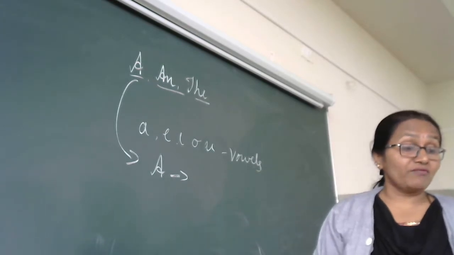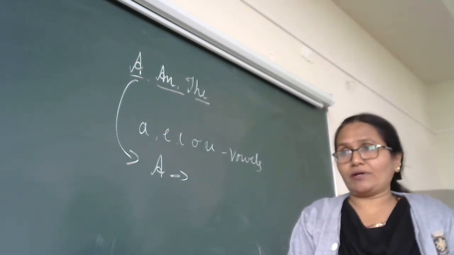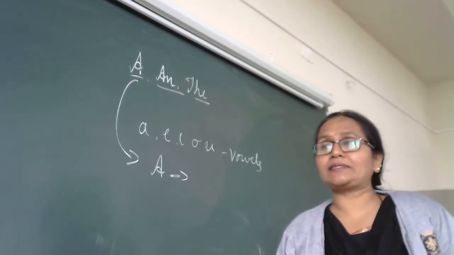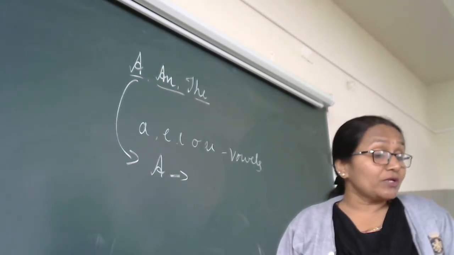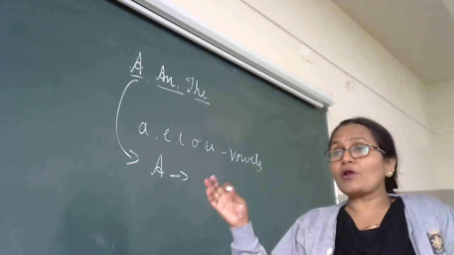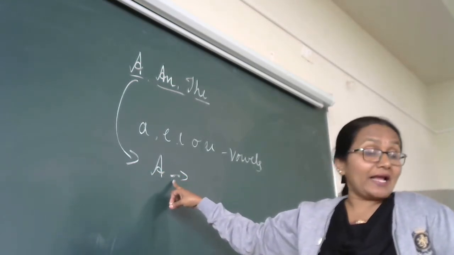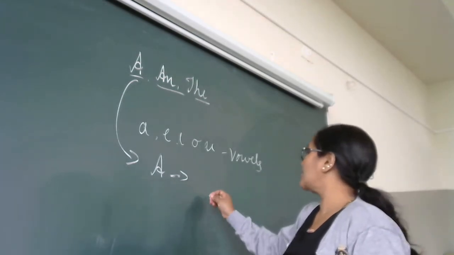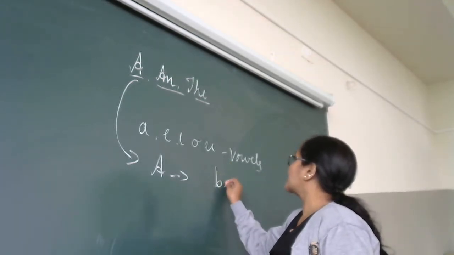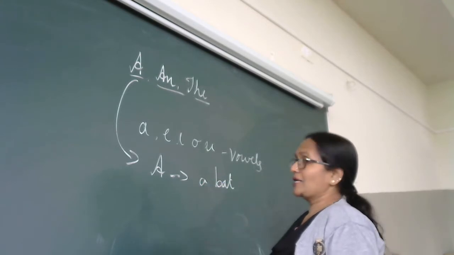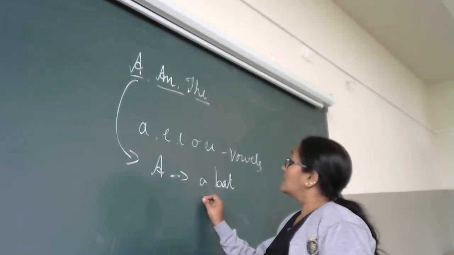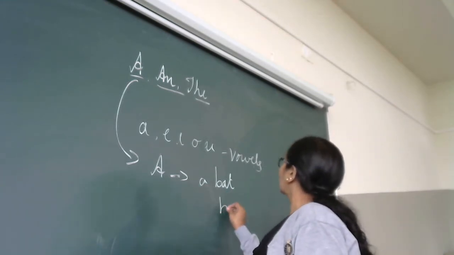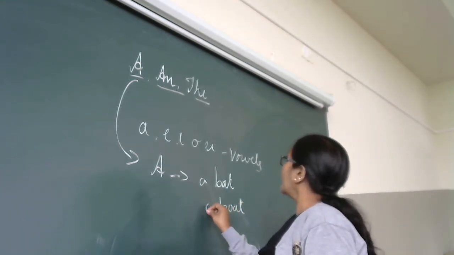We use a before a noun. Now you know what a noun is? Naming words, okay, for person, animal, place, thing. So before a noun which begins with a consonant we use a. For example, bat, a bat. Then for example, boat, a boat.